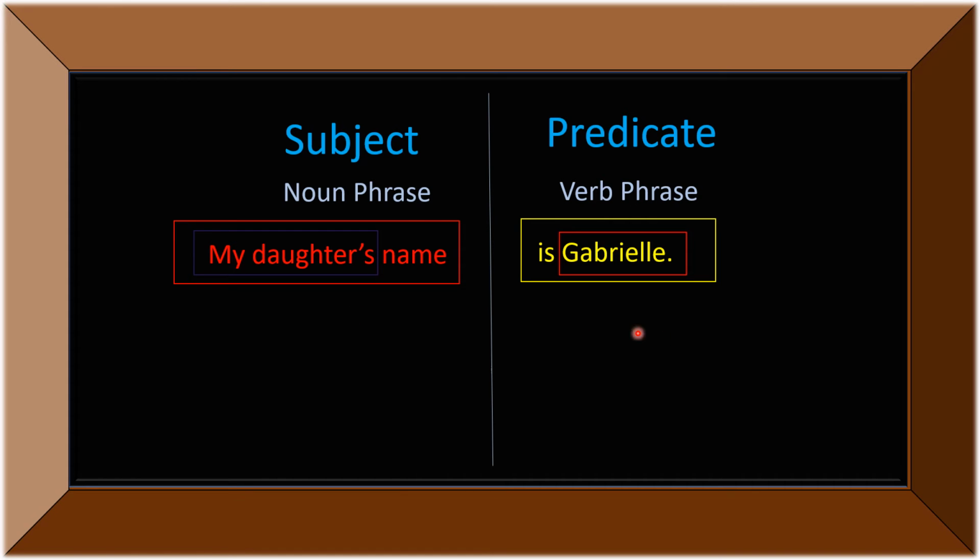My daughter's name is Gabrielle. My daughter's name is the noun phrase and subject of the sentence. My daughter's is the determiner phrase. My is a determiner, a definite determiner, and a possessive determiner. Daughter's is a determiner, a definite determiner, and a possessive noun. Name is a noun, abstract noun, countable noun, singular, and a common noun.